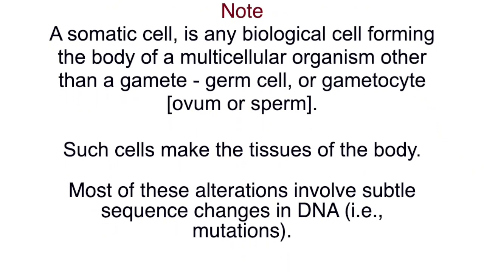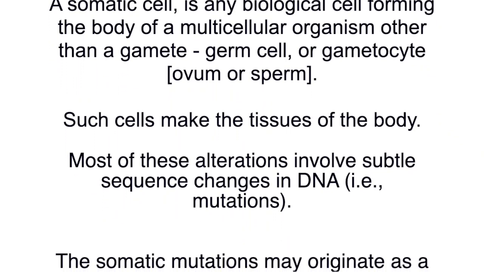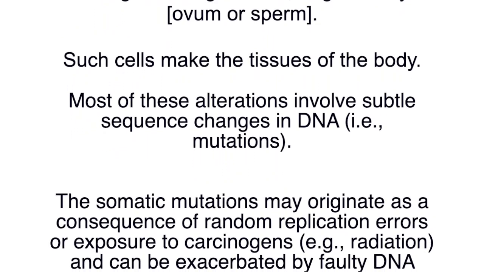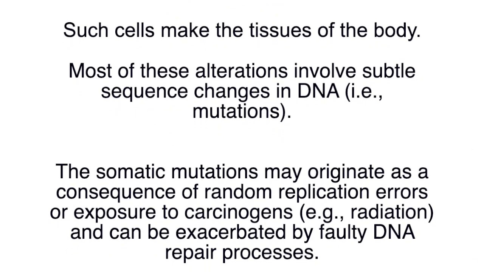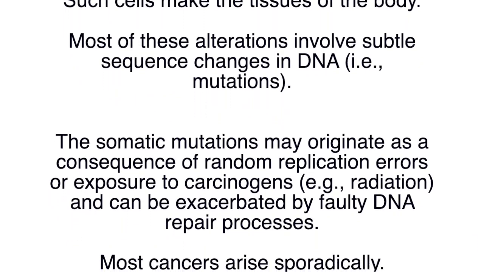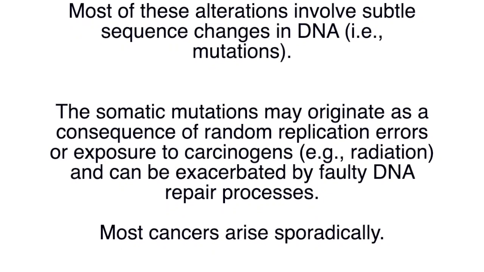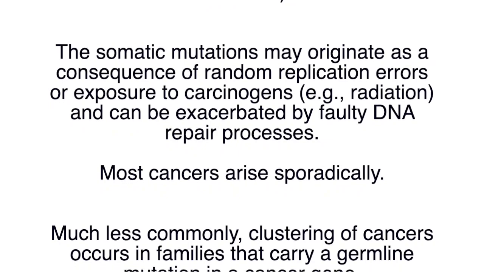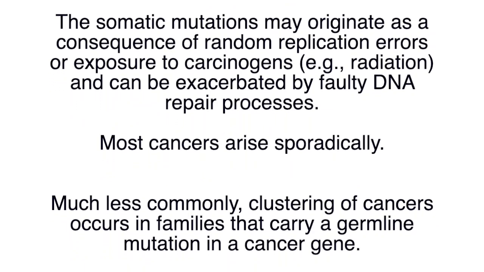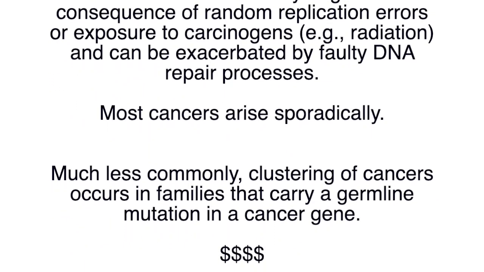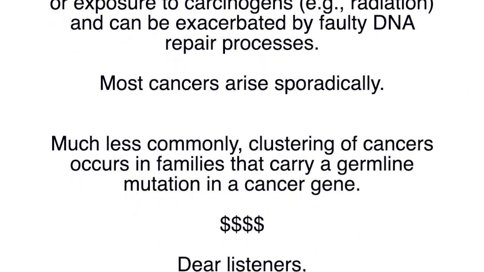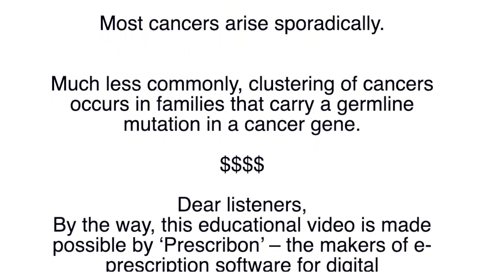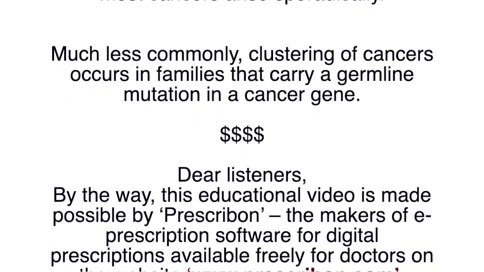Most of these alterations involve subtle sequence changes in DNA, that is, mutations. The somatic mutations may originate as a consequence of random replication errors or exposure to carcinogens, for example radiation, and can be exacerbated by faulty DNA repair processes. Most cancers arise sporadically. Much less commonly, clustering of cancers occurs in families that carry a germline mutation in a cancer gene.